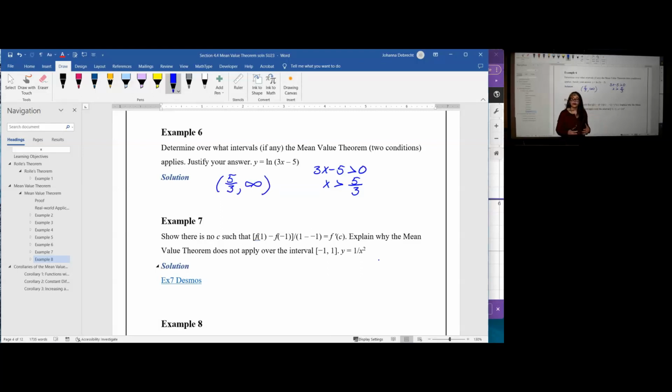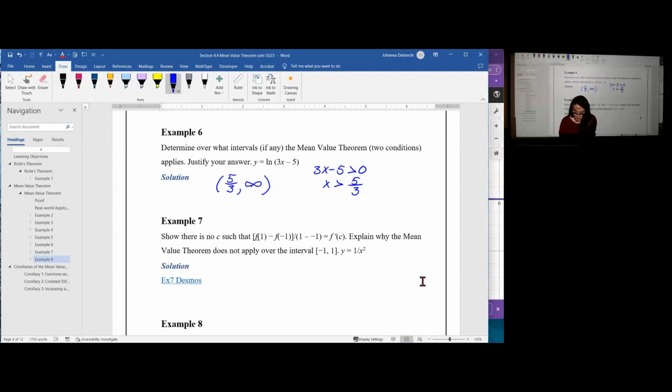Is it continuous on that interval? Yes, it is. Is it differentiable? Yes, but not at, well, we can't establish continuity at 5/3. So we would have to go just to the right of 5/3 to apply this particular mean value theorem. Let's take a look now at the next one.